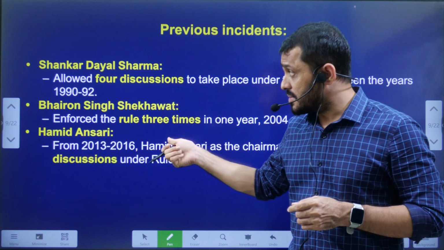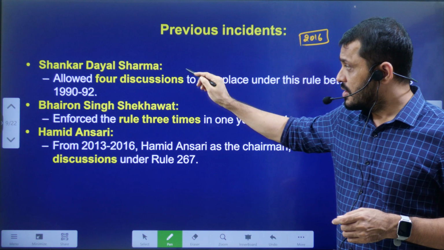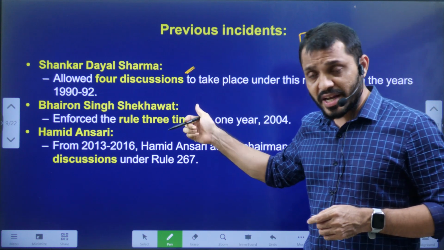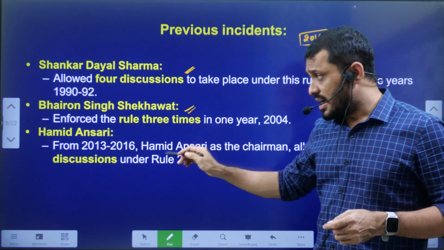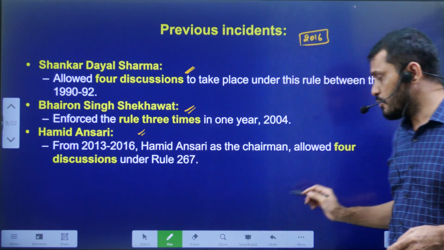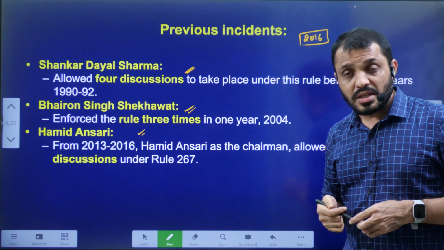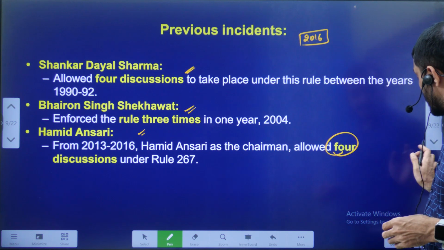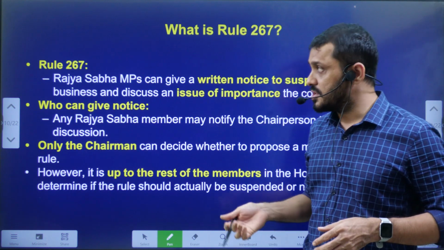If you look historically, when Shankar Dayal Sharma was Rajya Sabha chairman, 4 discussions were allowed. Under Bhairon Singh Shekhawat, 3 discussions were allowed under Rule 267. And recently Hamid Ansari allowed around 4 discussions under Rule 267. The last discussion in the Rajya Sabha held under Rule 267 was the discussion on demonetization.